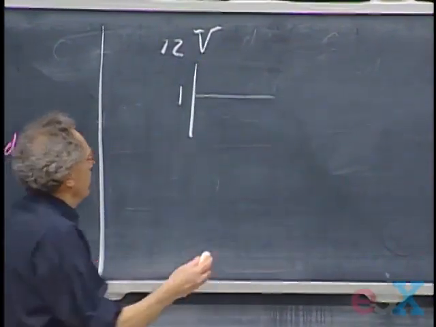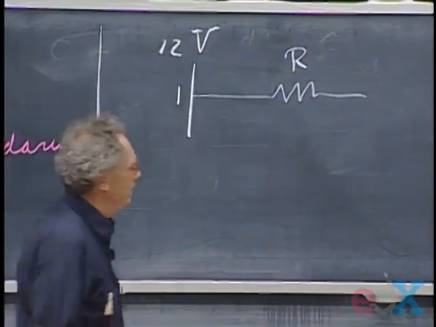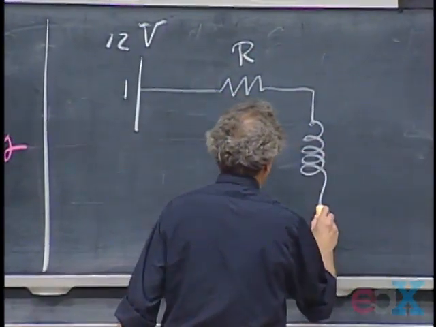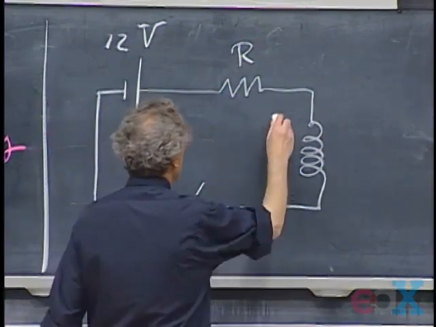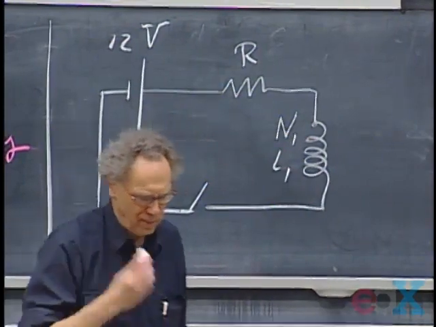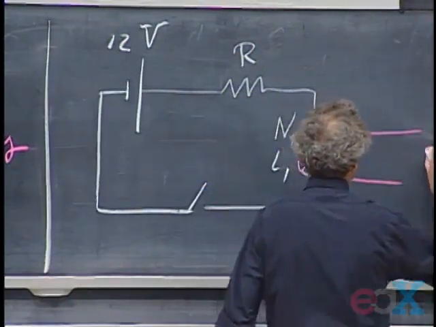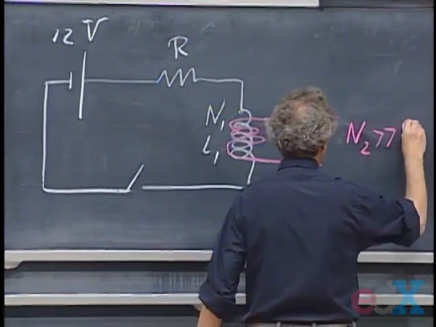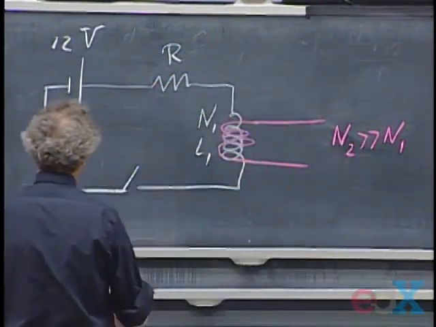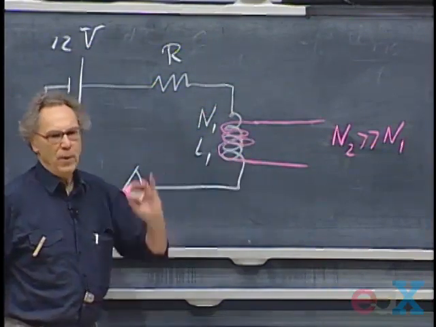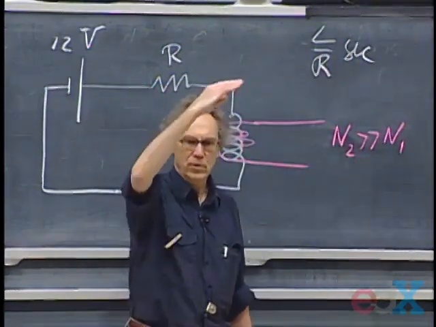There's always some resistance, of course, in the circuit. If you have a coil, you always have some finite resistance. And then here is a coil, and here is a switch. And this has N1 windings, has a certain self-inductance, the same situation that we had before. And then I have here a secondary, where I have N2 windings, which is way, way larger than N1. I close the switch, a current is going to build up, and the time constant is L over R seconds. We discussed that before. It's going to build up.